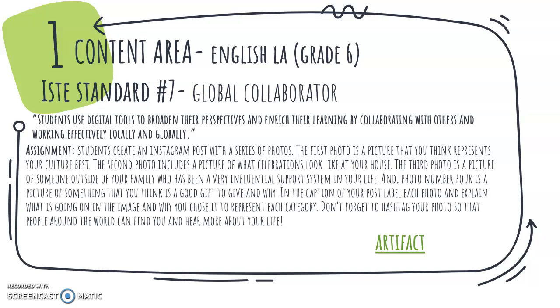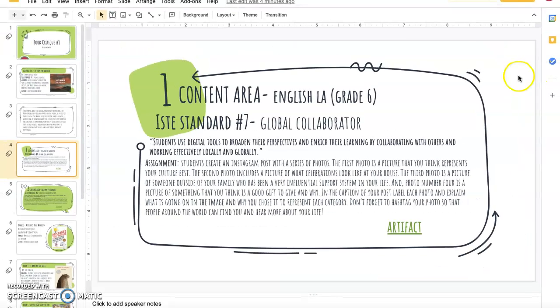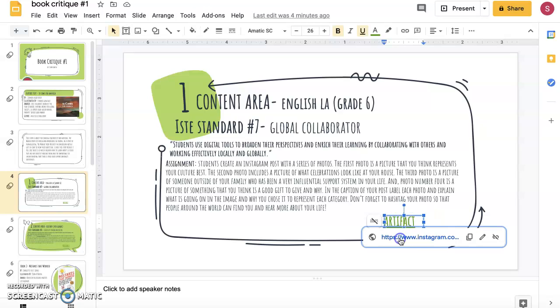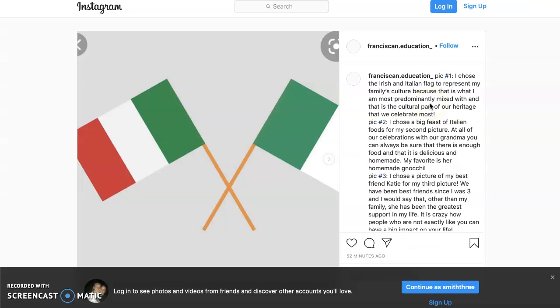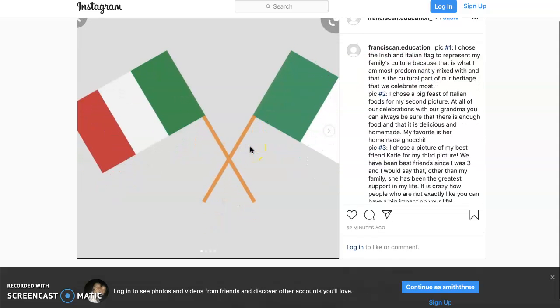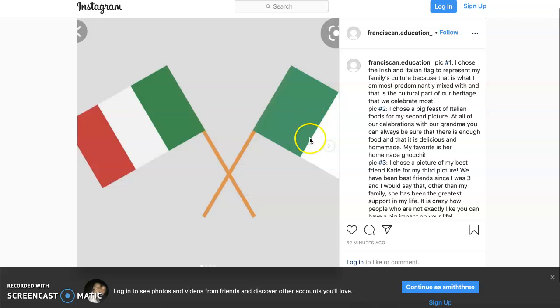Don't forget to hashtag your photos so that people around the world can find you and hear more about your life. I chose this tool because I think that this book really emphasizes seeing the difference in your cultures, seeing how you became you, and seeing how important and beautiful that is.